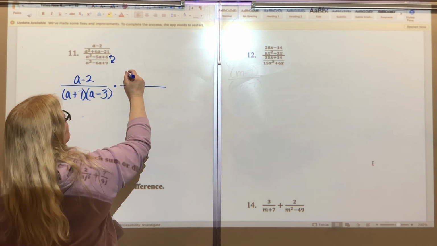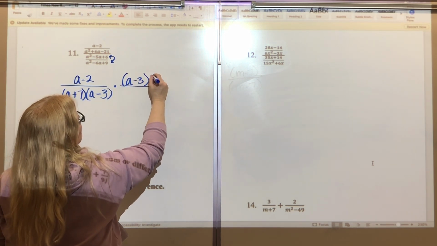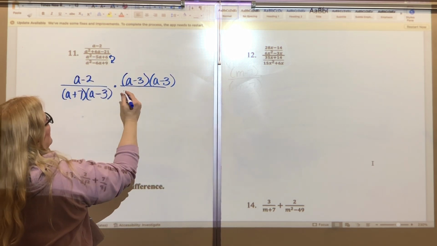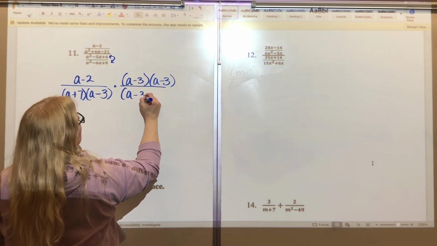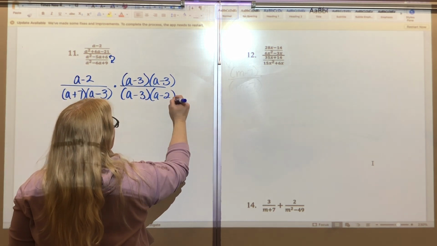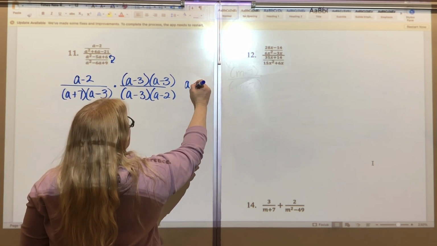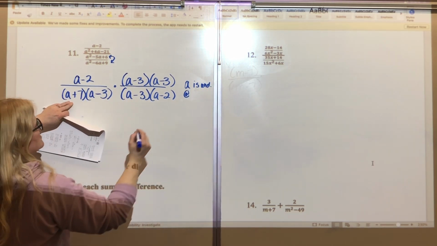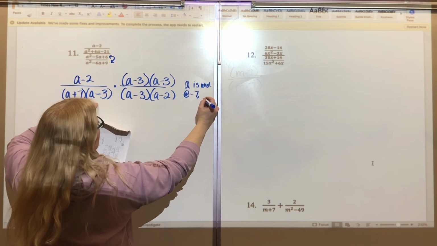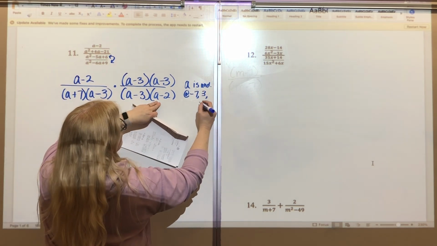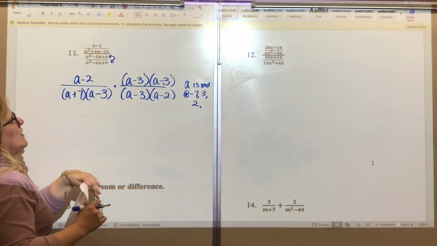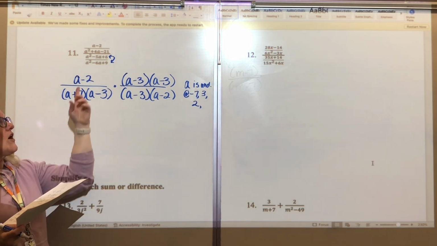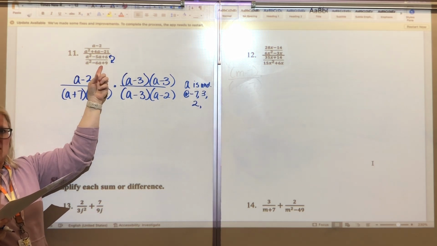So keep the top one, change it to multiplication, and flip these two. And when I do that, I get a minus 3 times a minus 3, that's this one. And up here, I get a minus 3, a minus 2, okay? A is undefined, I'm just going to do UND, at negative 7, 3, and 2.